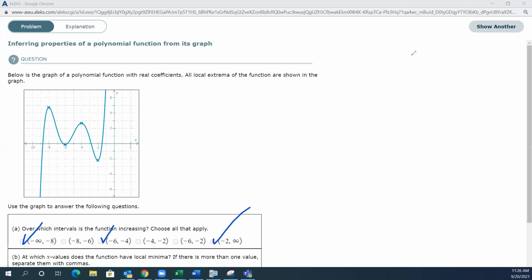Now, at which x values does the function have local minima? Well, the local minimums, those troughs, are right there, and the x values are -6 and -2 for the local minimum. If they ask for the local maximums, the x values, then that would be -8 and -4. And that's the way we do it now. I like it.